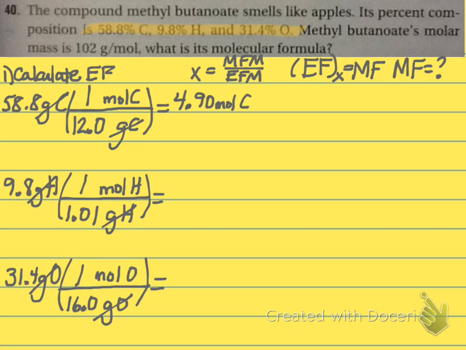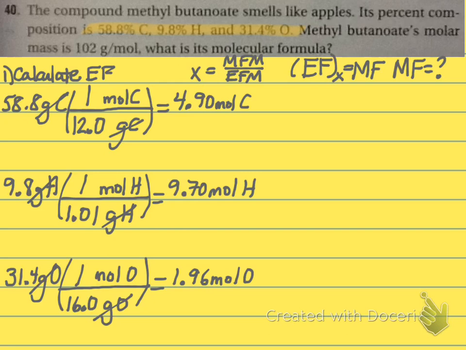That is 9.70 moles of hydrogen. And 1.96 moles of oxygen. Now, remember, we've never seen a formula with C 4.9, H 9.7, O 1.96. So we can't have numbers like that.